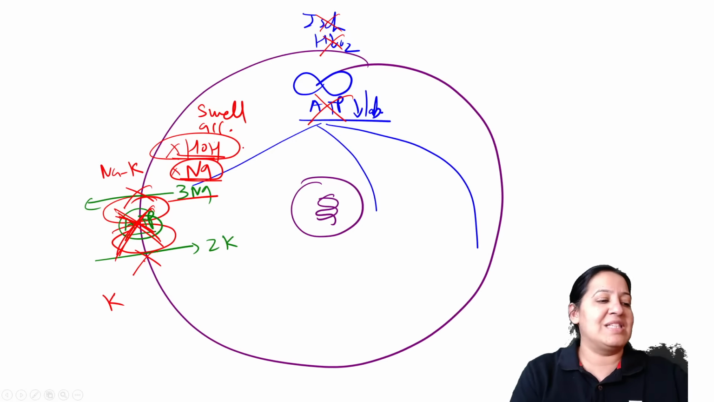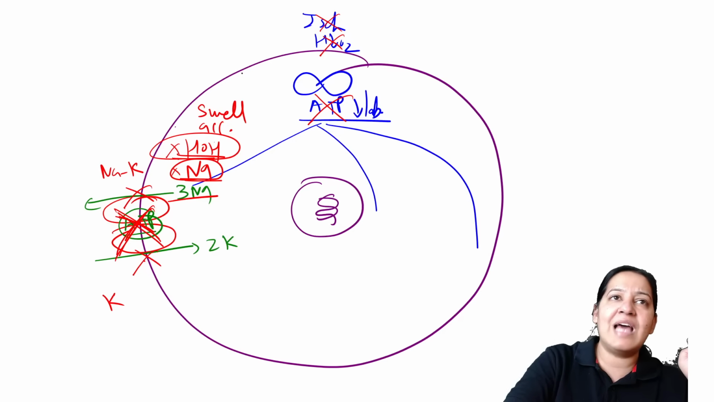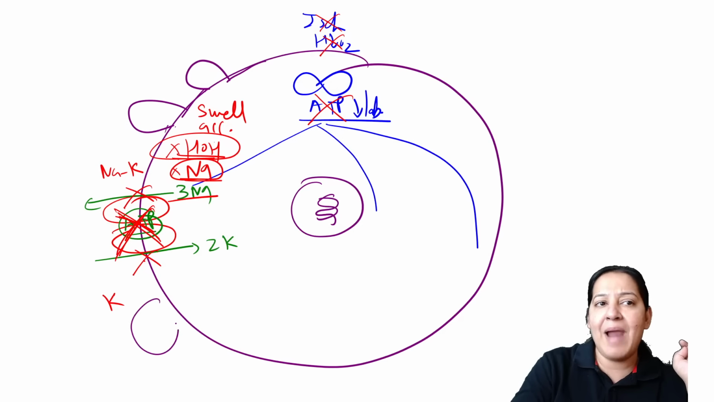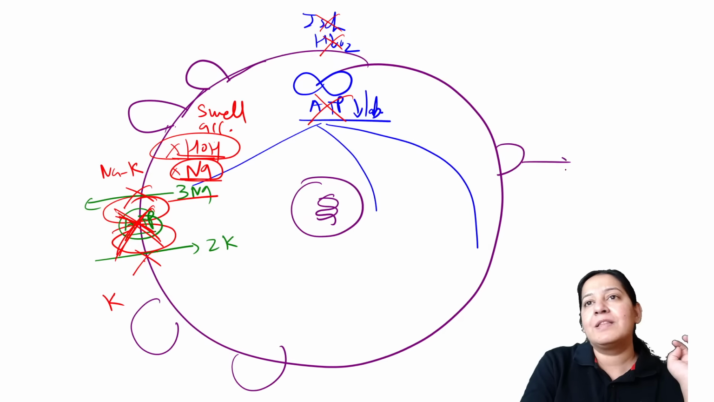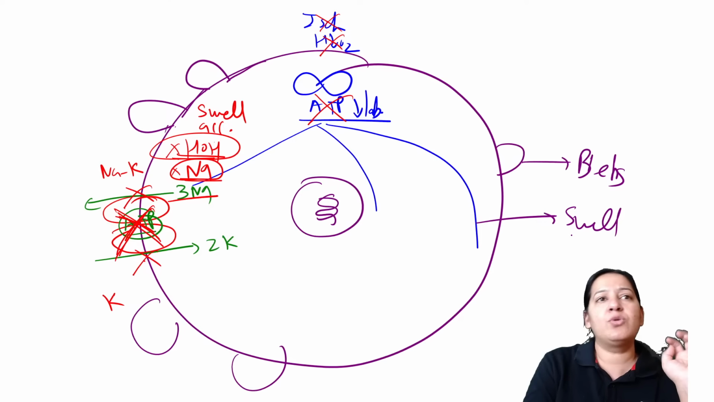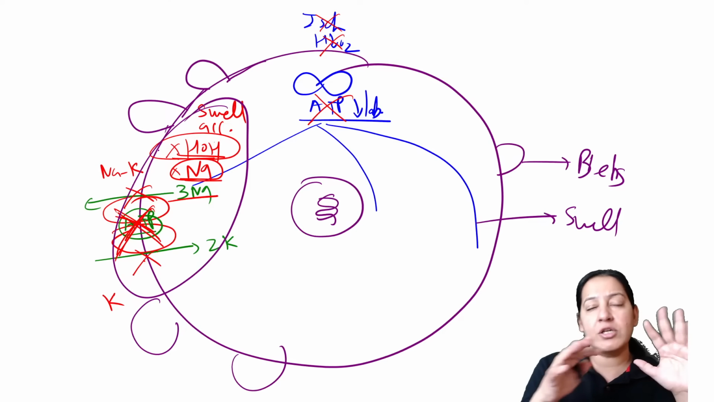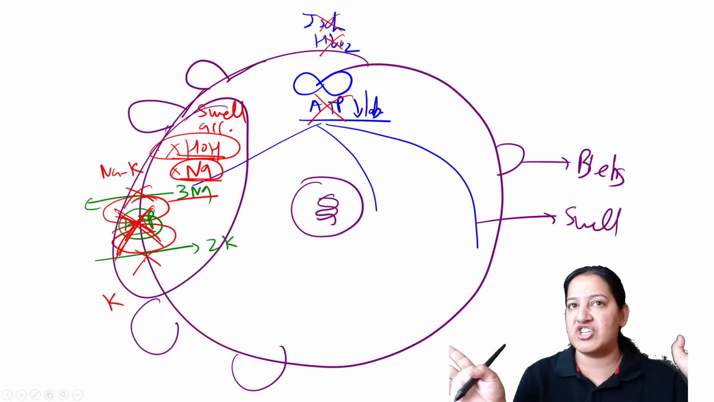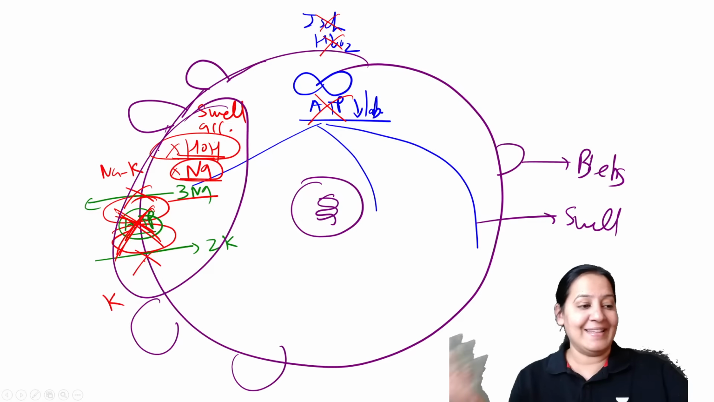Along with swelling of the cell, one more thing is there. Can you see the cell will swell? Along with the swell, the blebs are formed on the surface of the cell. Can you see? These are the blebs. The blebs are formed on the surface of the cell and the cell will swell. These two things happen because of the sodium potassium pump, which is non-functional. Number one.